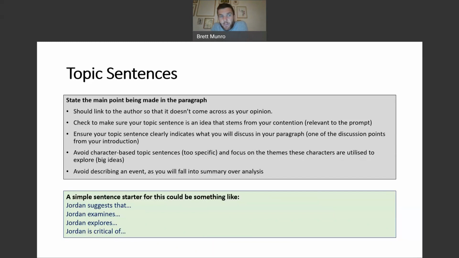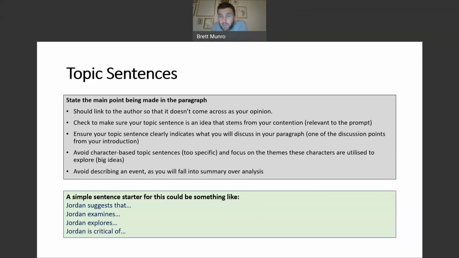You should really avoid character-based topic sentences. So a topic sentence that says the character of Kit has to deal with conflict and it helps him grow as a person. The problem with that is that it's too specific and it's not enabling you to explore the entire text. You're only exploring Kit.